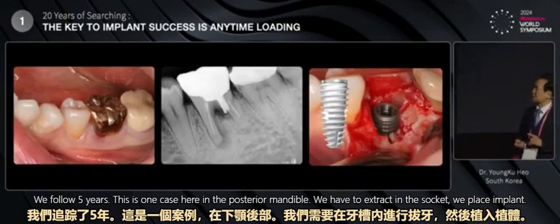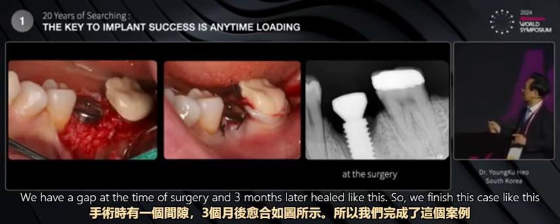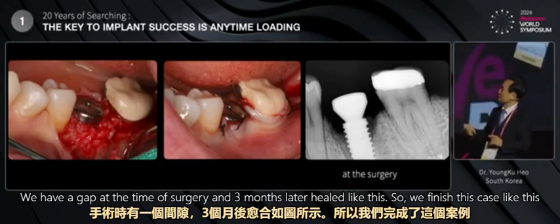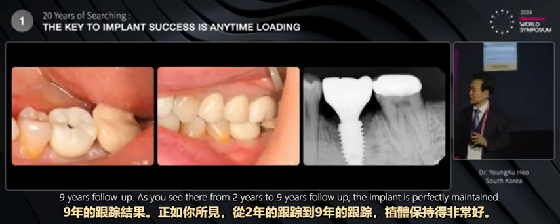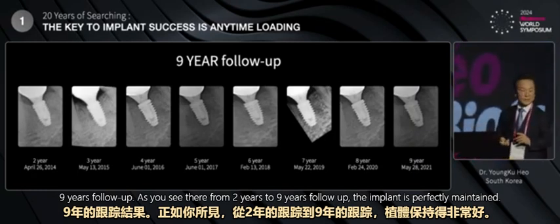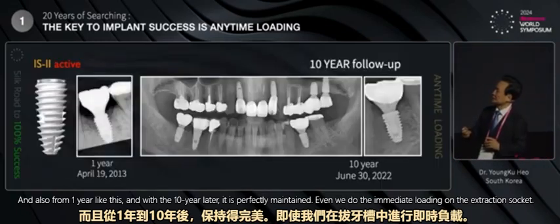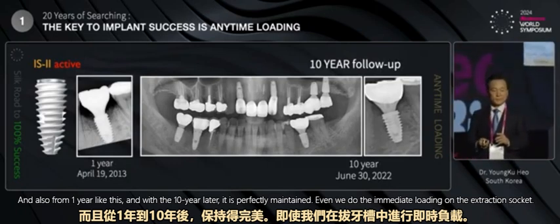After extraction, in the extraction socket, we place the implant. We have a gap at the time of surgery. And now 3 months later, healed like this. So we finished this case like this. But at 9-year follow-up, as you see there, from 2 years here, 9 years is perfectly maintained. And also from 1 year like this, and 10 years later, it's perfectly maintained. Even though we do the immediate loading on the extraction socket.